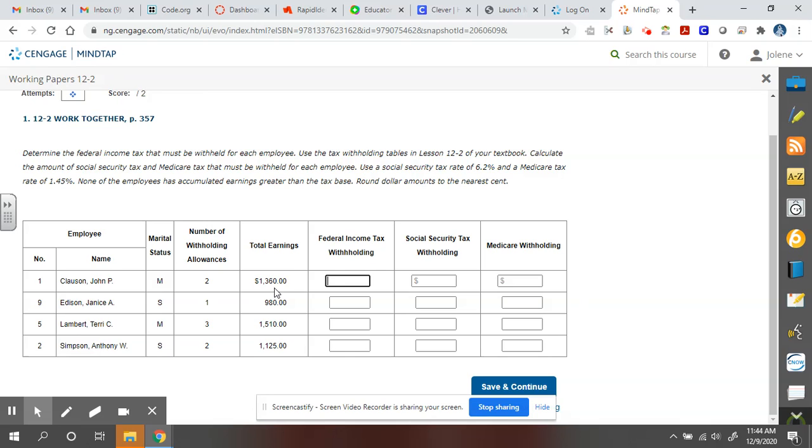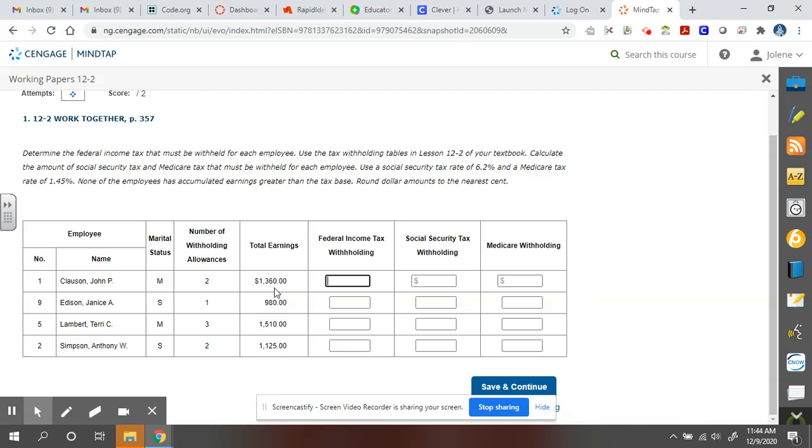The first one says, I can't see it. I got to get my magnifying glass here. The first one says $1,060 to $1,080. And the second line says $1,080 to $1,100, and so on and so on. So you go down and you find the line where $1,360 would fall. Now for $1,360, it's on 2 different lines.